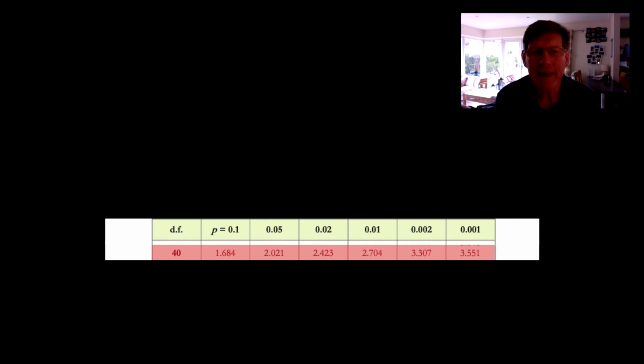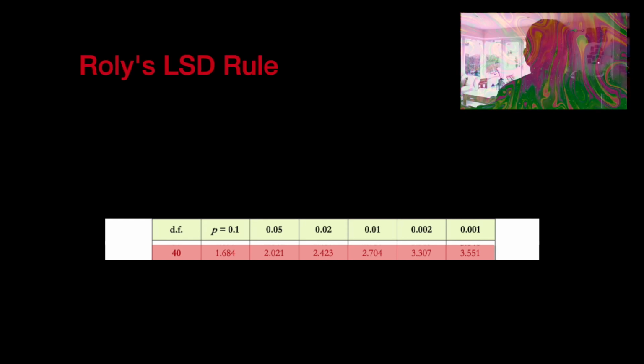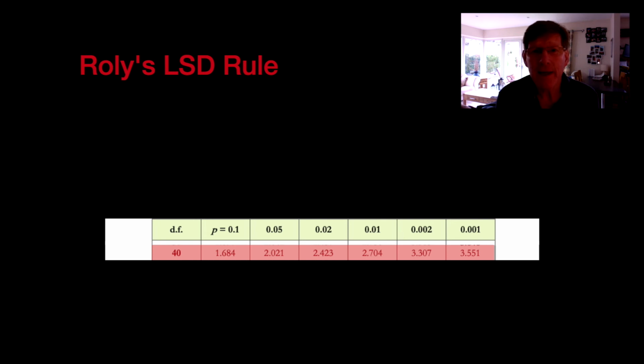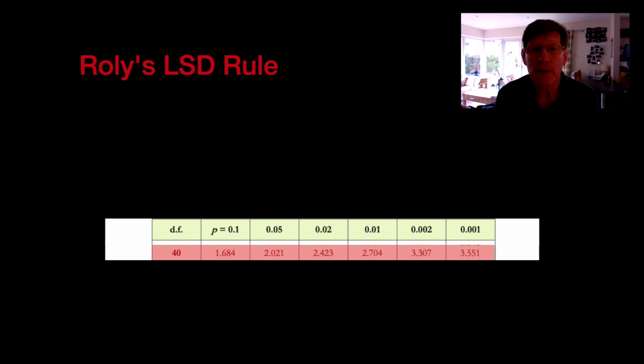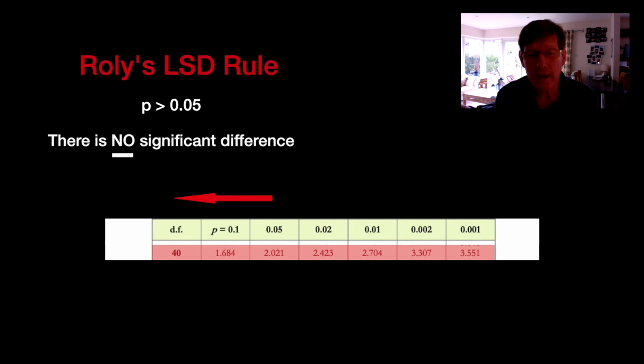So at last we come to interpreting this p-value. And it can get a bit confusing, so I've tried to make it easy by calling it Rowley's LSD rule. And that is, if the t-value corresponds to a p-value which is less than 0.05, then there is a significant difference between the means of the two samples. And conversely, if the t-value corresponds to a p-value greater than 0.05, then there is no significant difference between the means of the two samples.